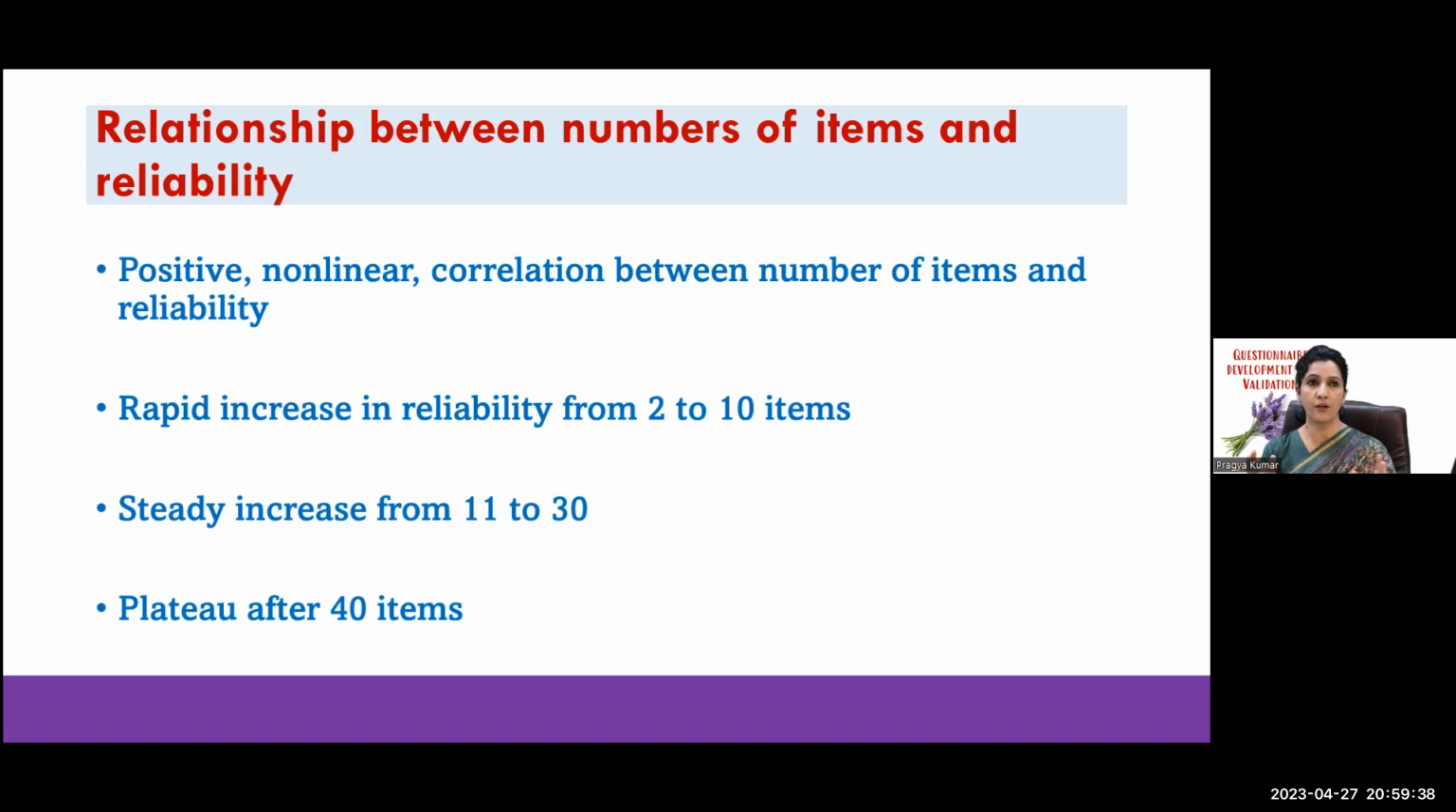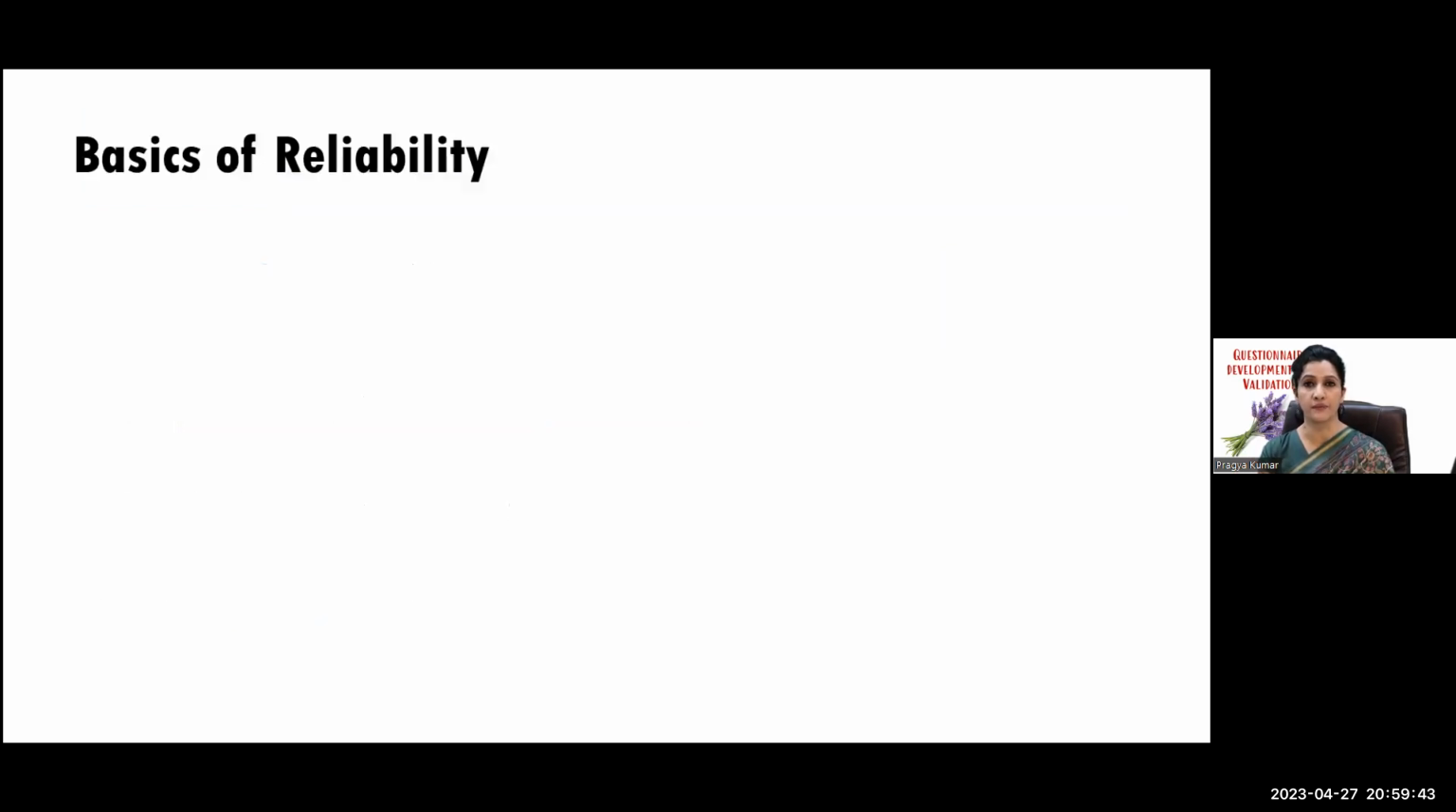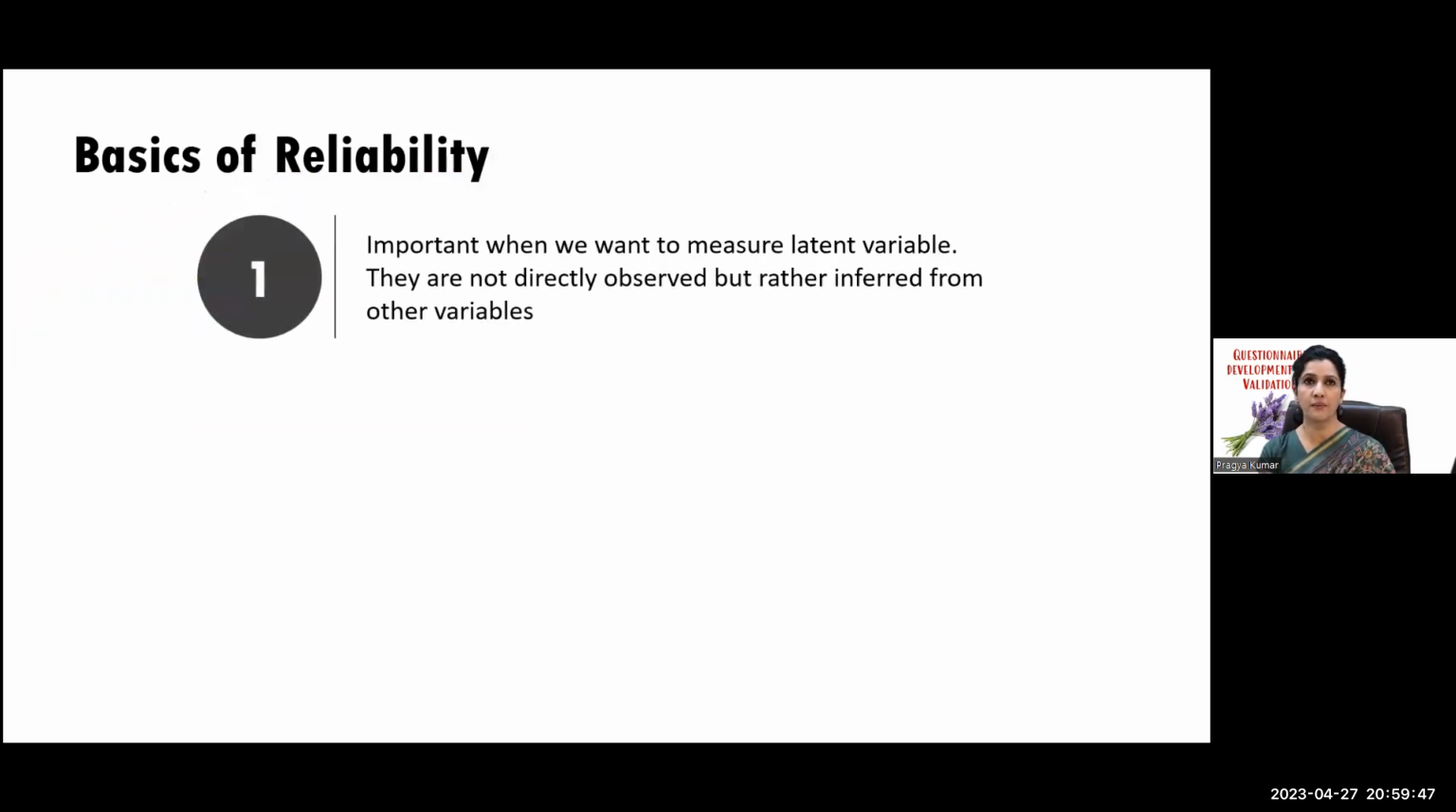So up till 40, definitely there is an increase in the reliability. So there are some basic things about reliability. It is very important when we want to measure a latent variable. And from yesterday's session, we know what a latent variable is. A latent variable is an underlying construct which is not directly observable. So we measure this latent variable through formulating several items.